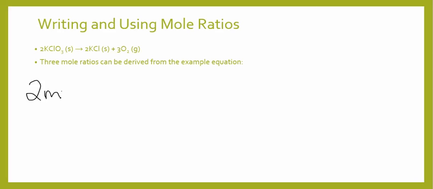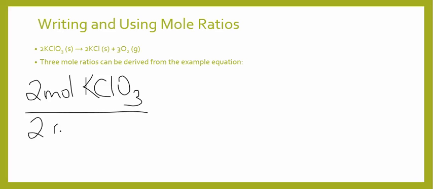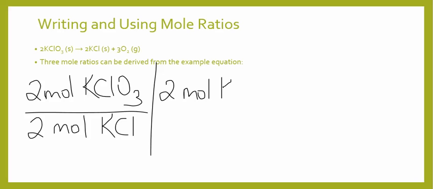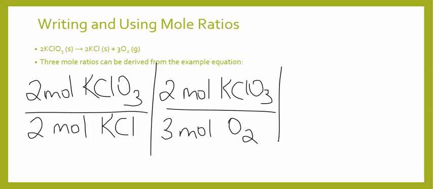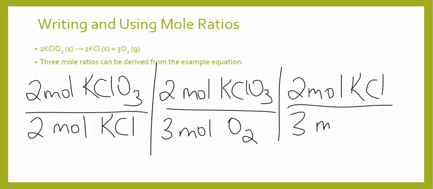If I want to convert from KClO3 to KCl, here is my mole to mole ratio, and that would allow me to switch from KClO3 to KCl. Another mole ratio, if I want to go from KClO3 to oxygen, it's 2 moles of KClO3 for every 3 moles of oxygen based on the coefficients. And then finally, I can go from KCl to oxygen based on the coefficients from the balanced chemical equation. So these mole ratios allow me to convert between different substances.